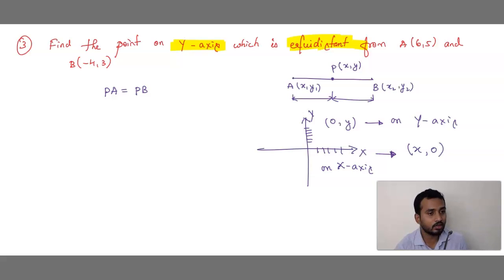So here, PA is equal to PB. Now what are the coordinates of P here? The coordinates of P are on which axis?